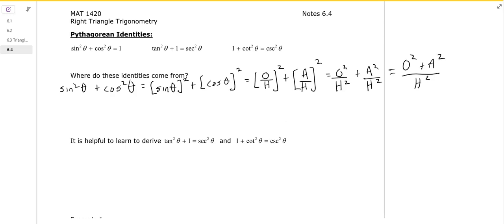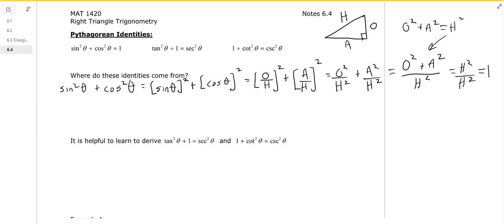adjacent squared. Well, if you go to a right triangle, if this is the side opposite, this is the adjacent, and that's the hypotenuse, then by the Pythagorean theorem, we would know that the opposite squared plus the adjacent squared equals hypotenuse squared. So we can replace this with h squared over h squared, so that would be equal to 1. So that's a mathematical derivation of why the square of the sine plus the square of the cosine is equal to 1.